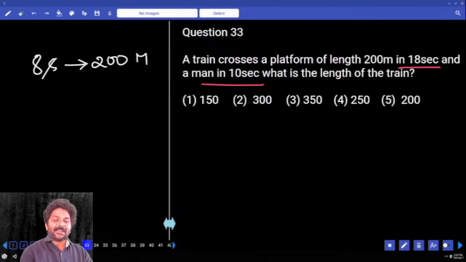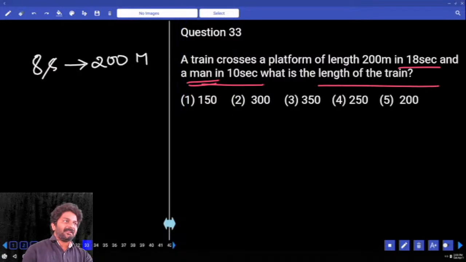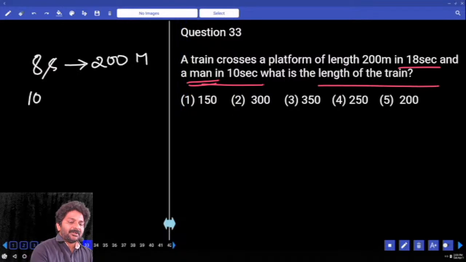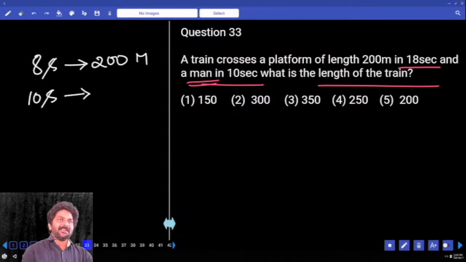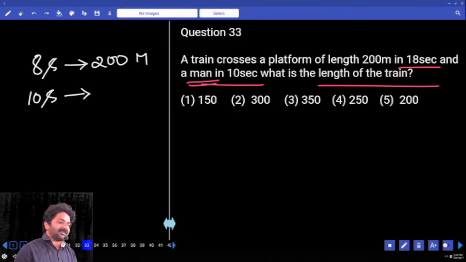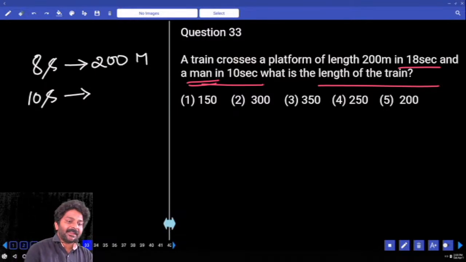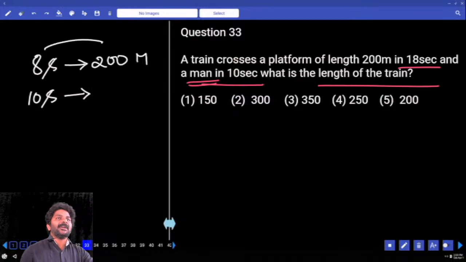And if a train crosses a man, the distance covered in that case is the train length only. To calculate the length of the train, let us assume the train length can be covered in 10 seconds. So in 10 seconds, whatever distance is covered, that itself is your final answer. Agreed? Using 8, how do you get 200? 25 times. 10 times 25, 250 meters final.